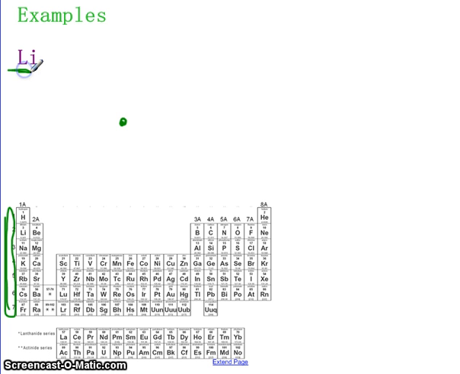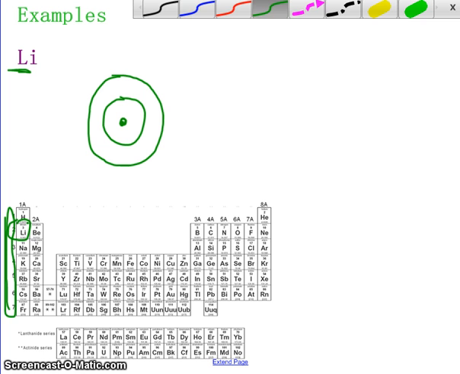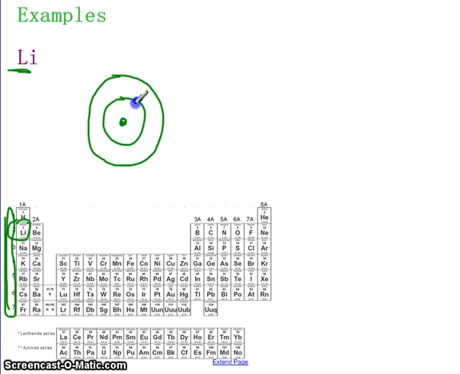So the first example we do is lithium. Lithium is right here. Lithium is in period 2, which means it has 2 electron shells, and I have my nucleus already drawn in the center there. Remember, in the nucleus are protons and neutrons, with electrons in the electron shells around it. Like we just said, the first shell can only hold 2 electrons. Lithium has only 2 shells, so its second shell is its valence shell. And since lithium is in group 1, that means it has 1 valence electron.